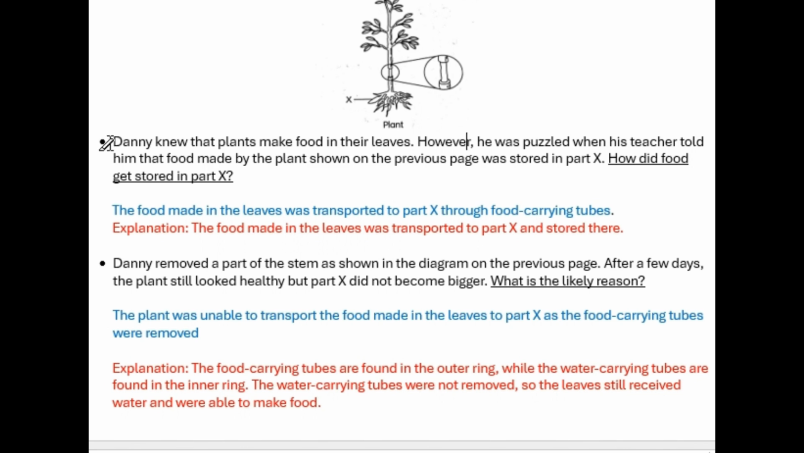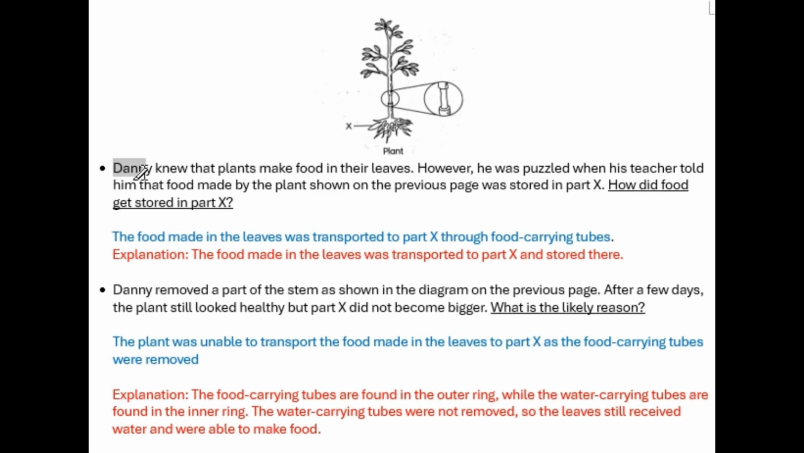Danny knew that plants make food in their leaves. However, he was puzzled when his teacher told him that food made by the plant shown on the previous page was stored in pot 10. How did food get stored in pot 10? The food made in the leaves was transported to pot 10 through food-carrying tubes. Explanation: the food made in the leaves was transported to pot 10 and stored there.